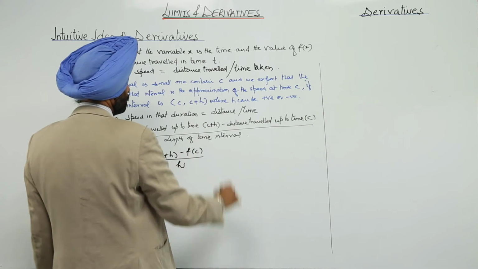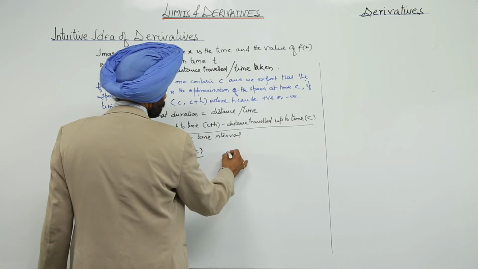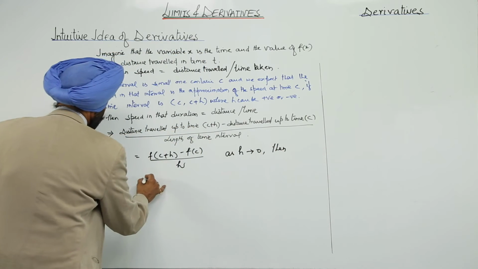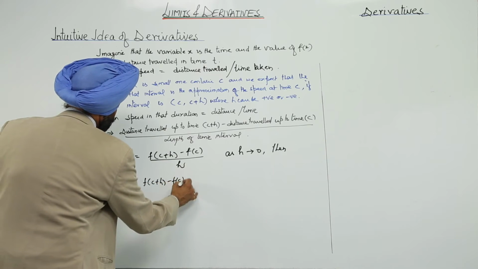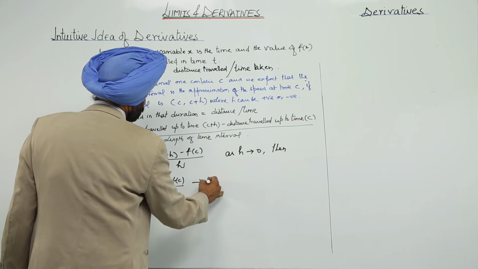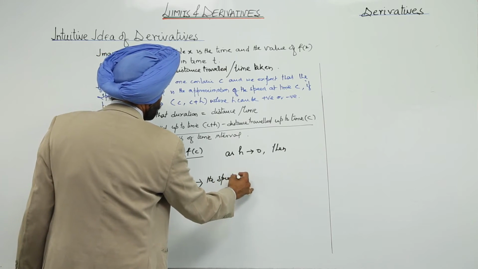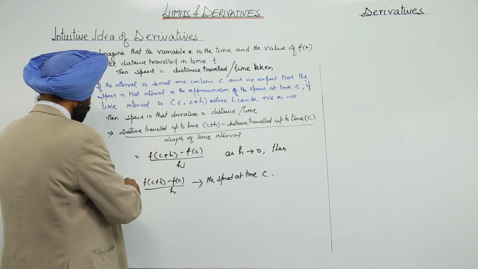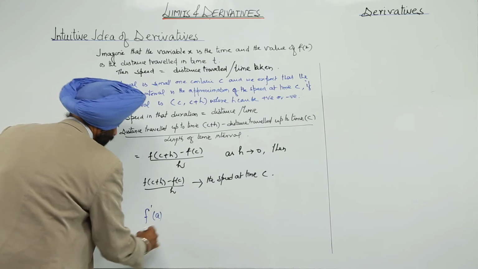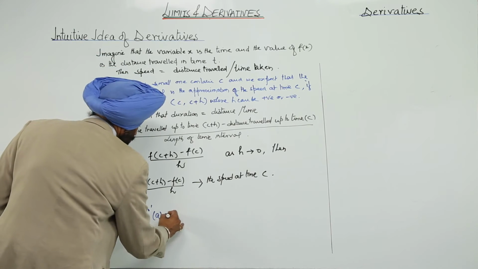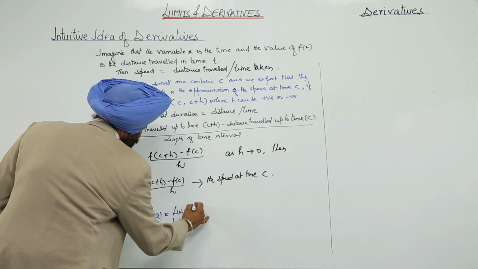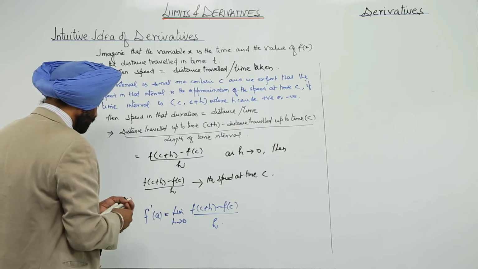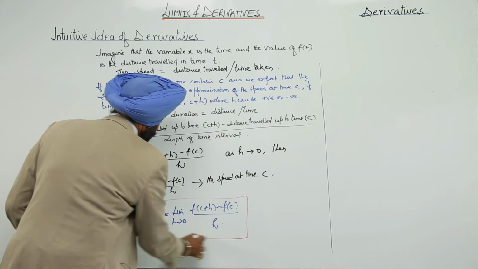upon h. Okay. Now here, as h approaches 0, then f(c+h) minus f(c) upon h approaches the speed at time c. Okay. So what can we write now? This is the symbol for derivative, f'(c) is equal to limit h approaches 0 of f(c+h) minus f(c) upon h. So this is the intuitive idea for finding the derivative. This is it. Okay.